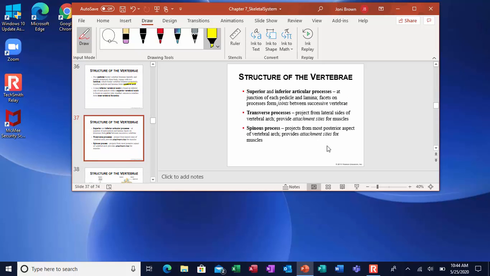You have a superior articular process where it articulates with the vertebra above it, and an inferior articular process on this vertebral arch that articulates with the vertebra under it. The transverse processes stick out on the lateral sides, and that's for attachment of muscles. And then the spinous process projects posteriorly, so it's also an attachment site for muscles.